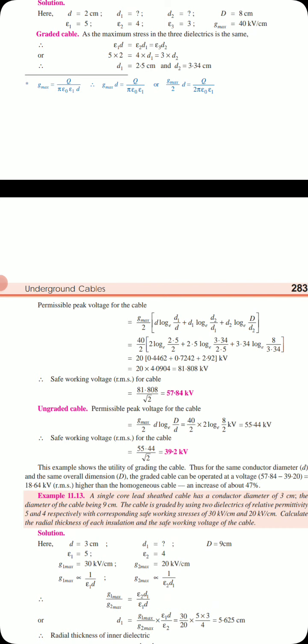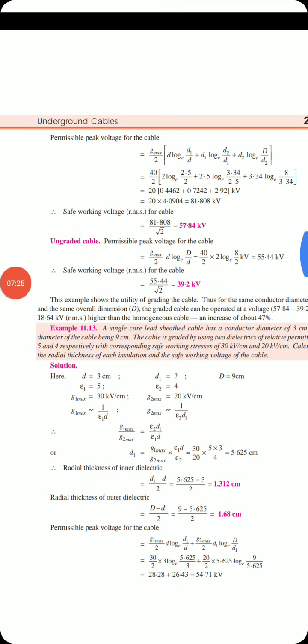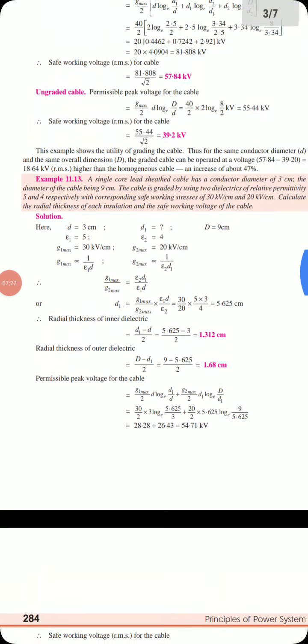If it is an ungraded cable, the only thing is we need to take small d and capital D. So G max by 2, we will put that one, we will get 55.4 kV. The safe working voltage is 39.2. So it is very clear that for the same size of the cable, if it is the ungraded one we are using, we are able to use only 39.2 kV. But if it is graded one, we can go up to 57.87 kilovolt with the same size of the cable. This is the advantage of the grading.